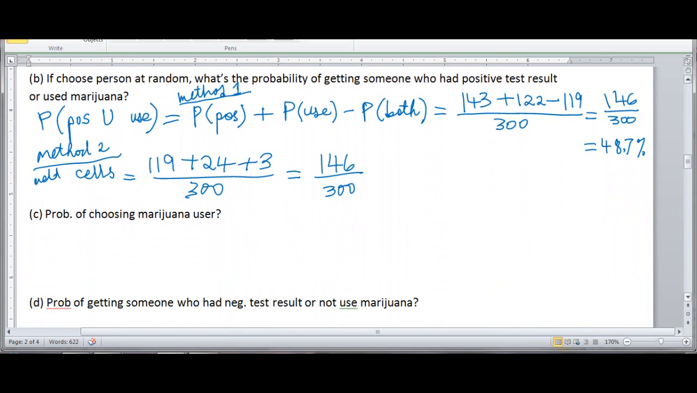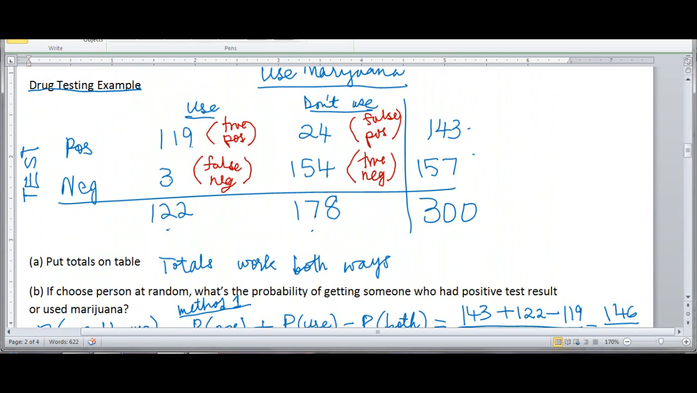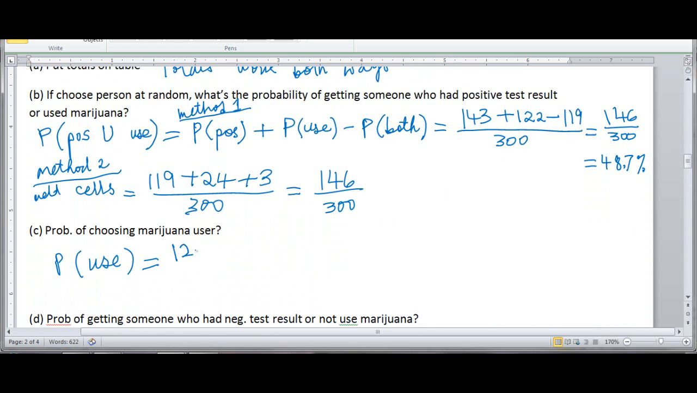Let's look at the next one. What is the probability of choosing a marijuana user? So what's the probability that someone uses marijuana? Let's go up and look at the table. The probability of using is 122 out of 300.